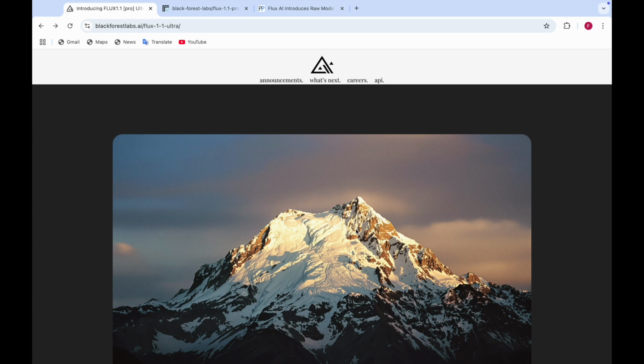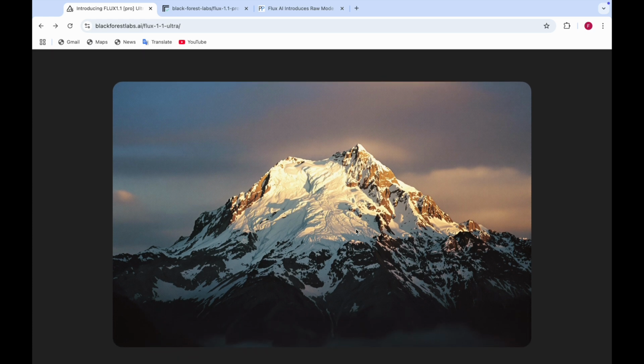You see here this image of a mountain. It looks kind of realistic. This image was created in Raw mode. And let me tell you about what Raw mode is.